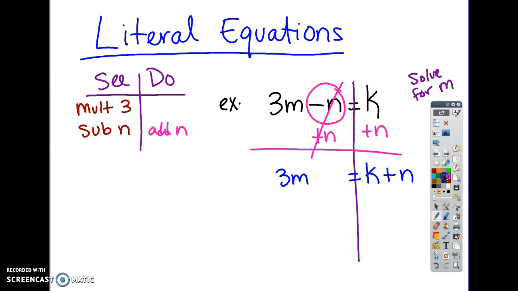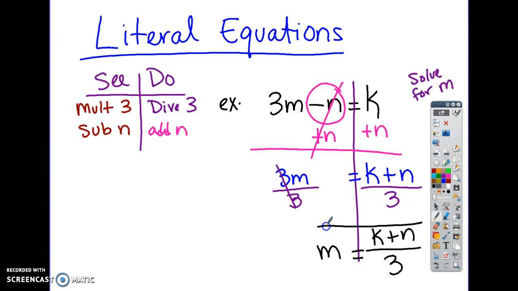And the last step, instead of multiplying by 3, what are we going to do? Divide by 3. I'm going to divide here by 3 so it cancels, and I'm going to divide this whole thing by 3, and you're done. The answer is m equals k plus n all over 3. Okay, so pretty easy. This is the answer. I boxed it. You boxed it and that's done.